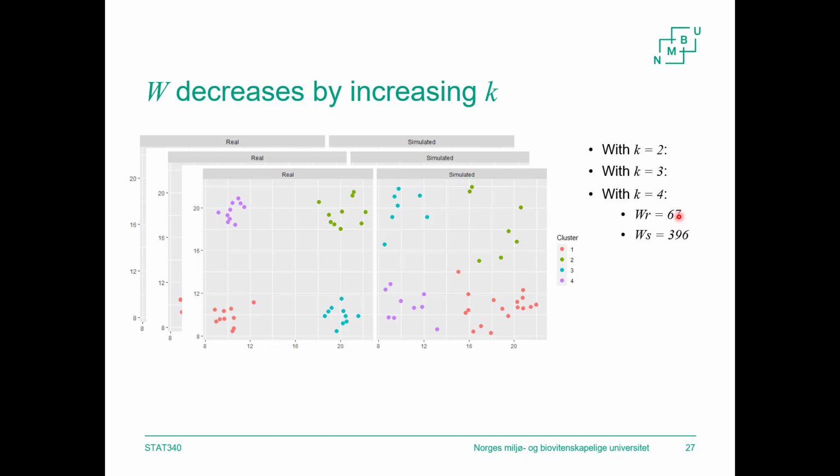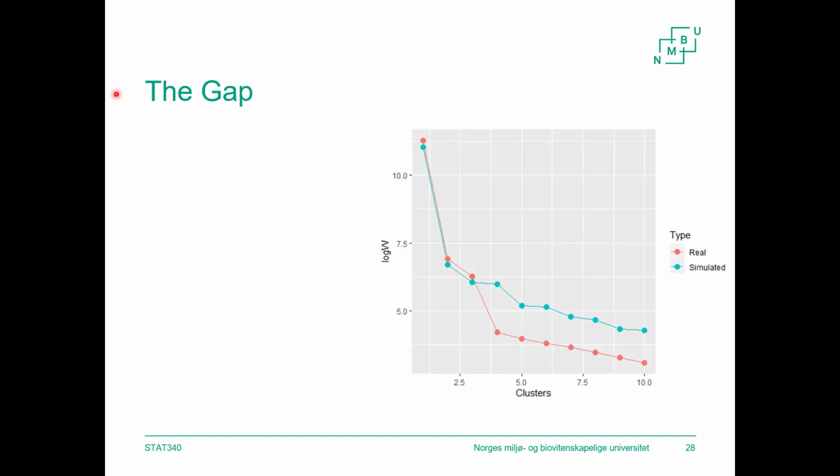And this is exactly the idea behind the gap statistic. Because the gap is now simply, if we plot the values that we now saw, for one cluster, we have this within sum of squares for the real and the simulated data, almost the same. The real a little bit more than the simulated. Then we increase to 2 clusters.